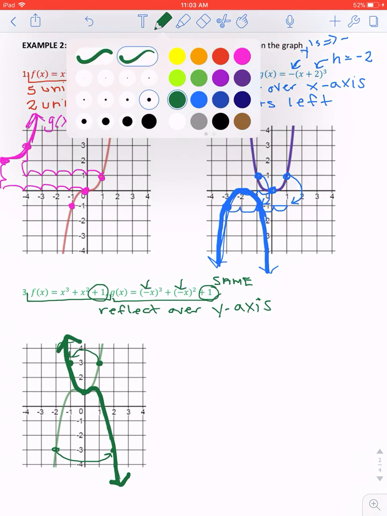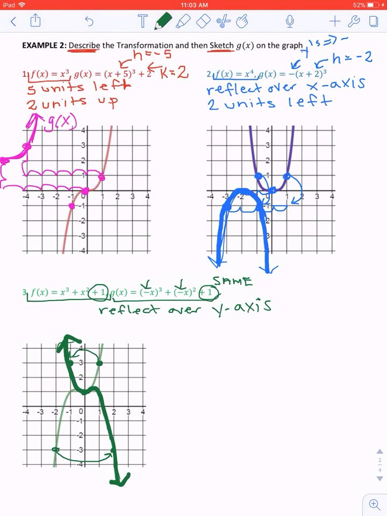All right, so yours should look hopefully similar to mine. So every single point flips to the other side of the graph. So think of that y-axis as a mirror and everything flips over. Right, it's kind of a weird concept to do.